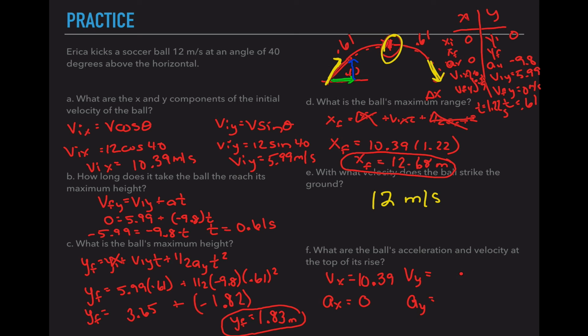vy, we use this for the second and third problems. vy at the top of the path is 0 for a millisecond, but ay is always negative 9.8 meters per second squared. Always, always, always. So if it asks you for the acceleration and the velocity, I want both directions, both variables. Okay? So this is a little bit of an involved problem. We are going to do another example in class tomorrow, and we are going to practice with this afterwards. So I'll see you in class, and we will get to work.